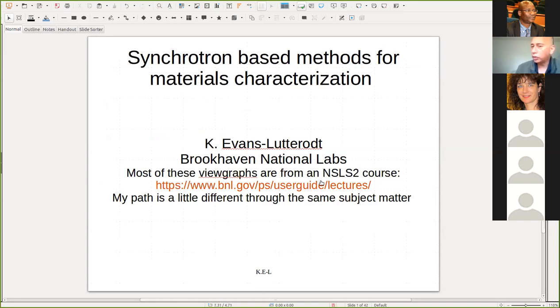But I really should acknowledge it takes a lot of time to get nice PowerPoints. And so I really want to acknowledge this collection. And I think all the synchrotrons have something like that. So even if you don't want to come to BNL, I think most other facilities have something like that, sort of a collection to help users learn what they want to do.